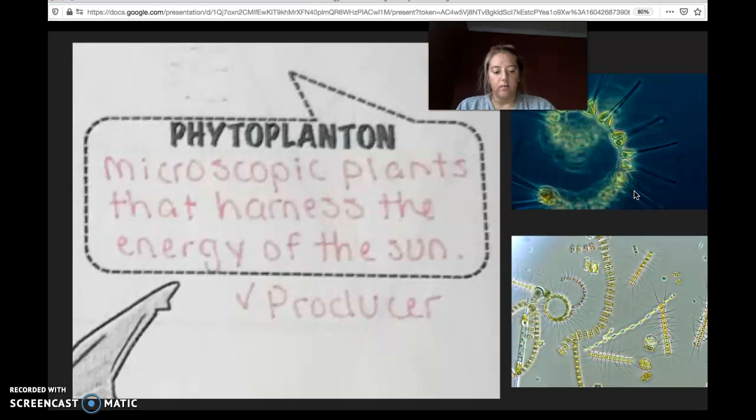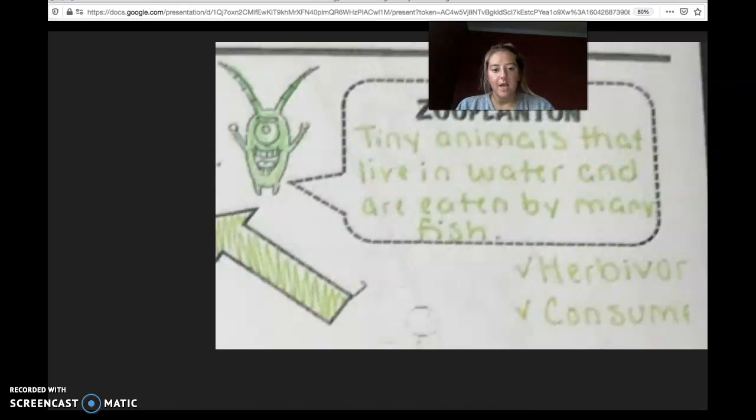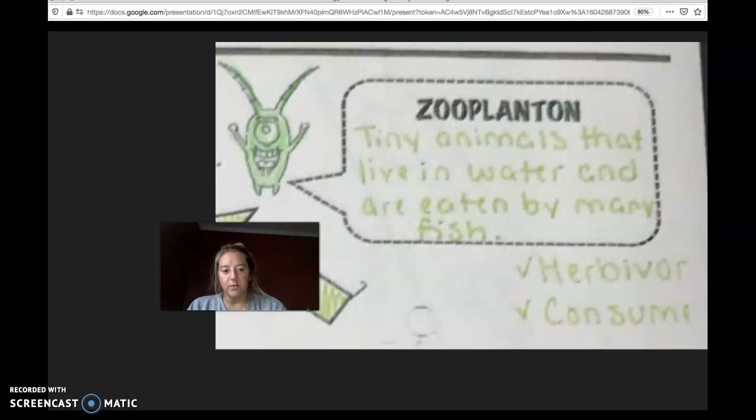But these are really, really small organisms inside of the water that are actually going to be able to do photosynthesis. So they're green. And then next, I've got some zooplankton for you.